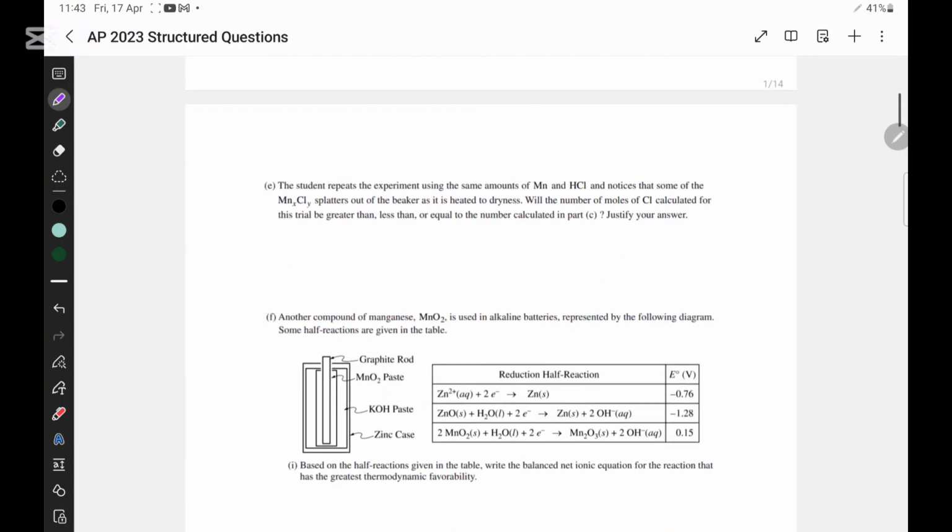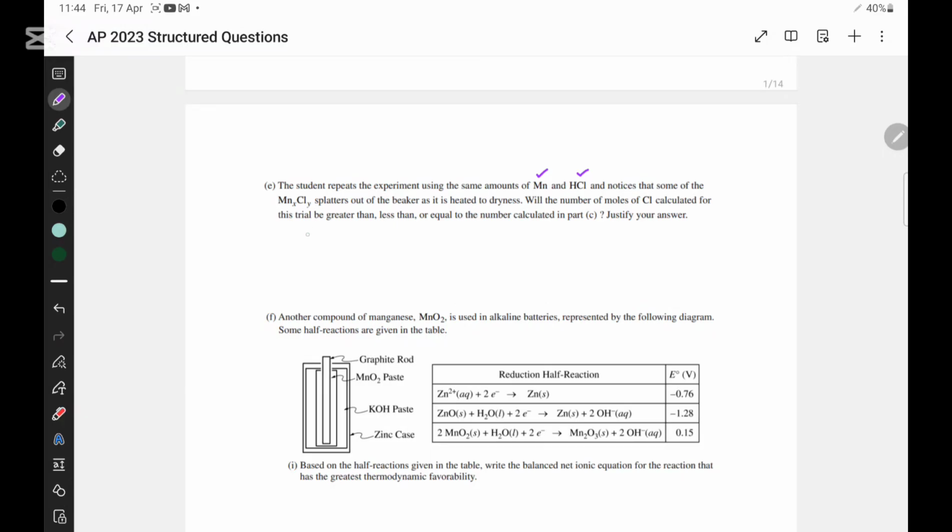The student repeats the experiment using the same amount of Mn and HCl and notices that some of the MnXCl splatters out of the beaker as it is heated to dryness. Will the number of moles of chloride calculated for this trial be greater than, less than, or equal to the number calculated in part C? So, as the mass of MnXCl is lost due to splattering, the final mass of MnXCl will decrease. So the number of moles of chloride present would be less.